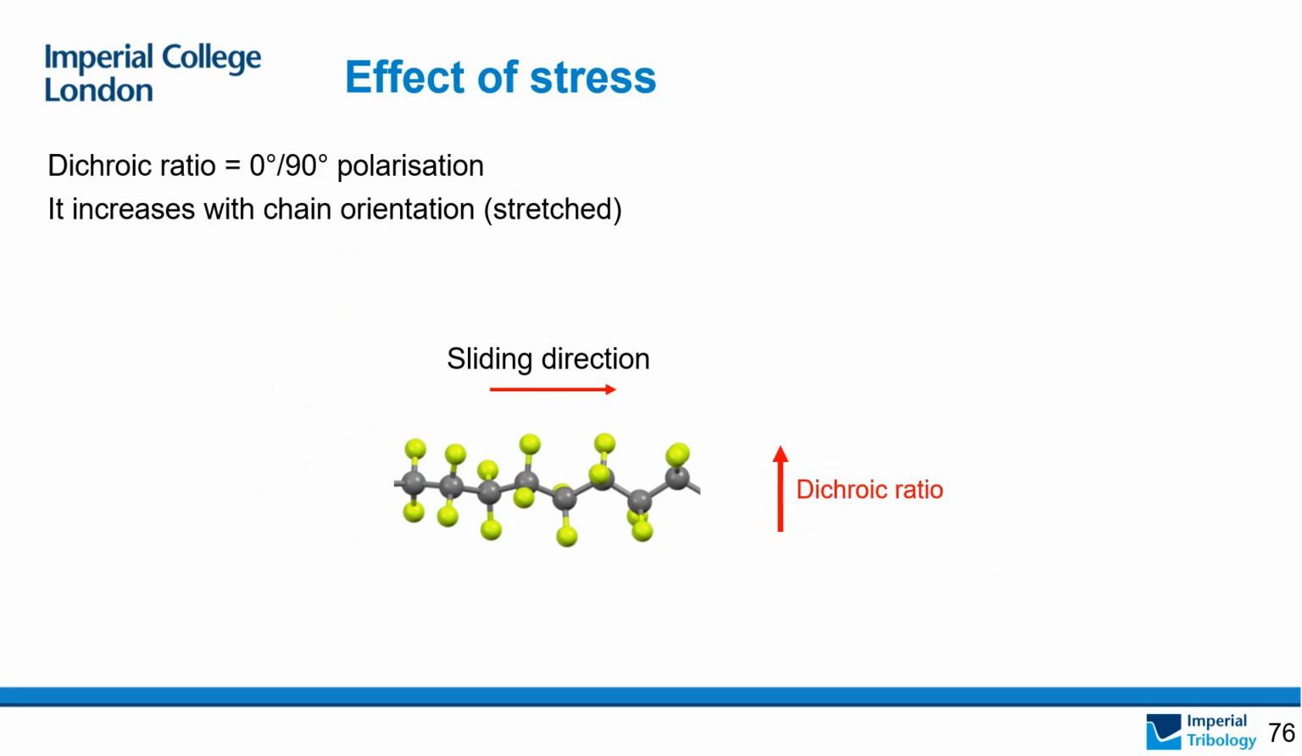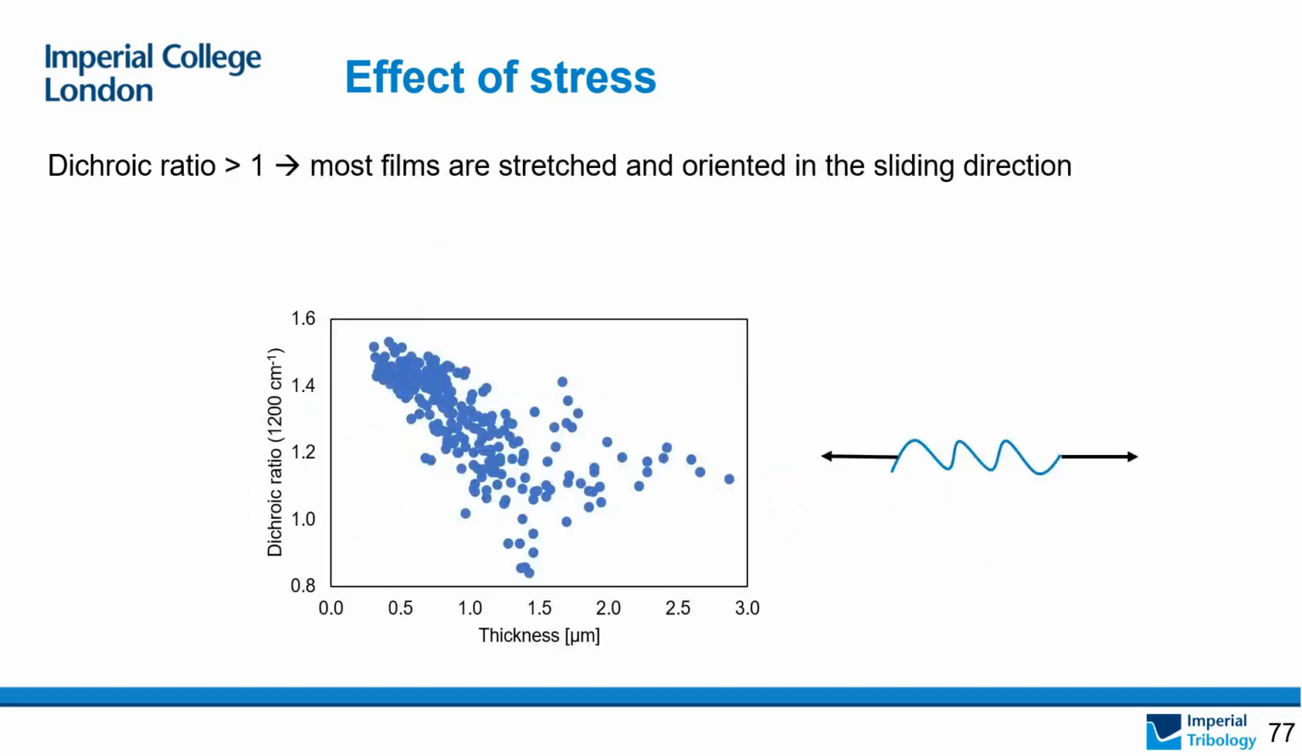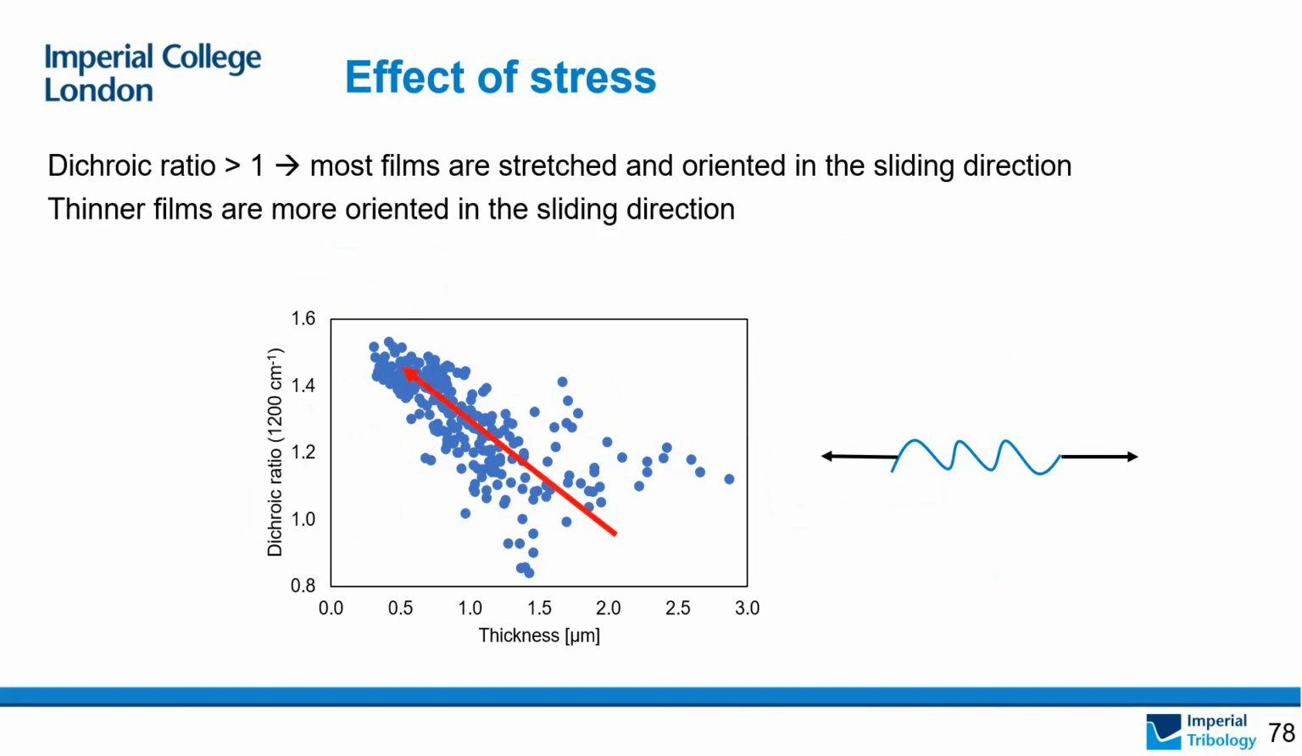So long story short, the more oriented the polymer chain is to the sliding direction, the higher the dichroic ratio. At the same time, this also implies that films are stretched more in the sliding direction. This is a graph of dichroic ratio against film thickness. First of all, most of the data points here have a dichroic ratio greater than 1. This means most films are stretched and oriented in the sliding direction.